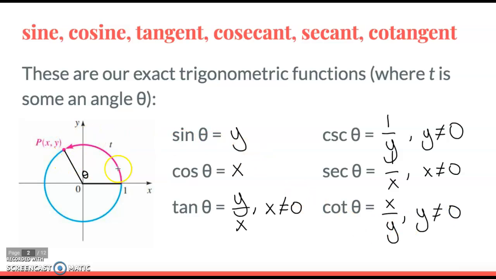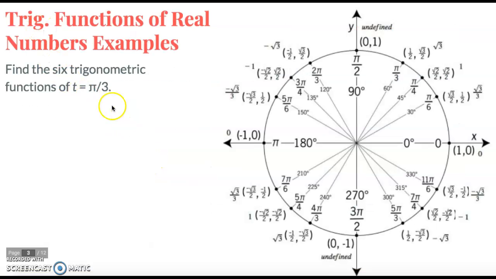And so given an angle and your unit circle, you should be able to find each of the trig functions of that angle using the coordinate points of the terminal point. So now we are going to find the 6 trigonometric functions of t equals pi over 3. I'm going to first find sine, cosine, and tangent of pi over 3, and then we'll work with the reciprocals. You're going to need your unit circle, so it's helpful to have that as well.